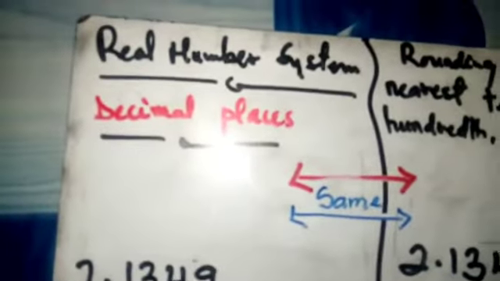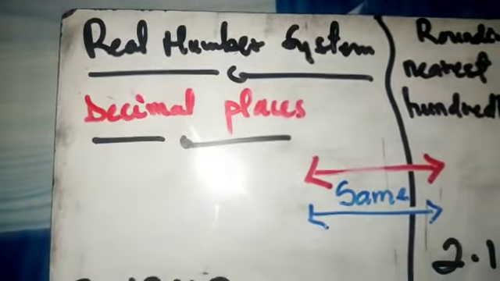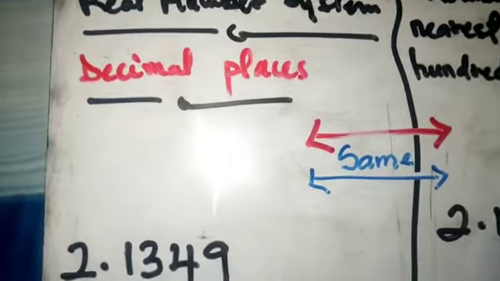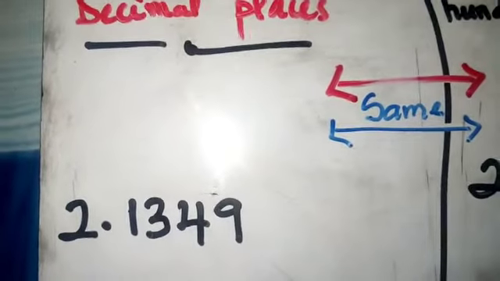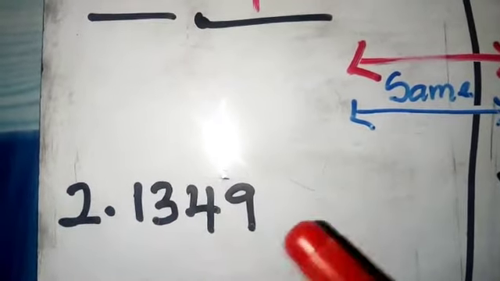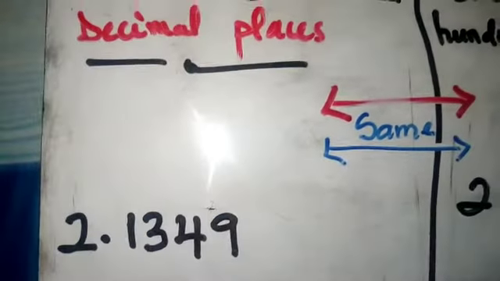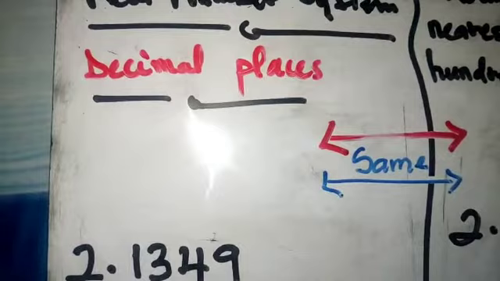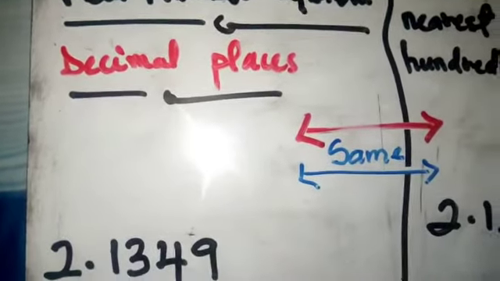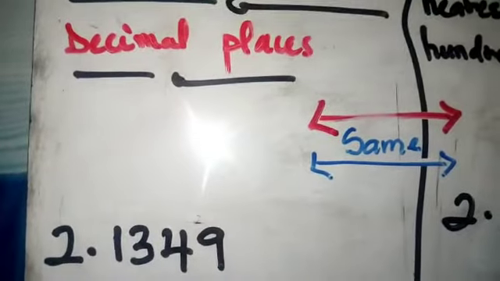Assuming you come across any number, or after calculating your problems, you got an answer to be 2.1349. This is just a random number, right? Just assuming this is what we had, and then you have been asked to round your number to the nearest decimal places. How do you tackle that problem?